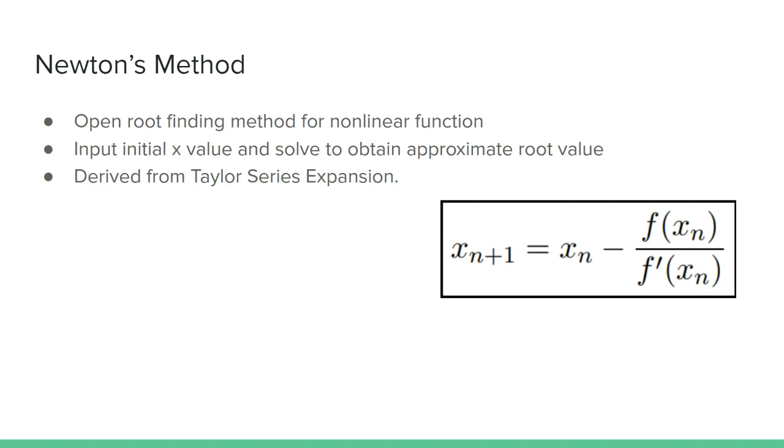This is the formula to get the roots, which is x_{n+1} equals x_n minus f(x) over f prime(x). We will run this formula through multiple iterations to obtain the root.